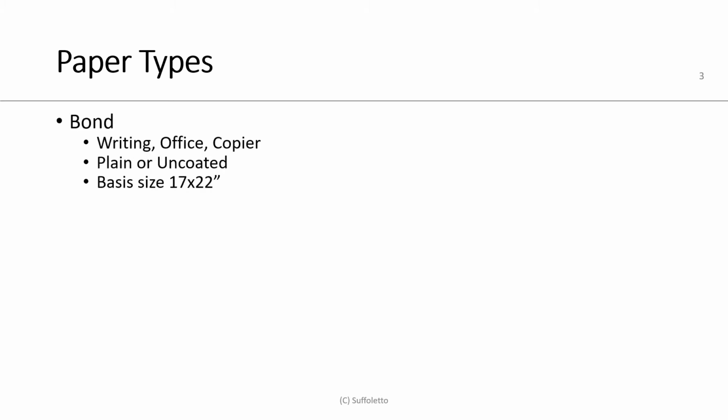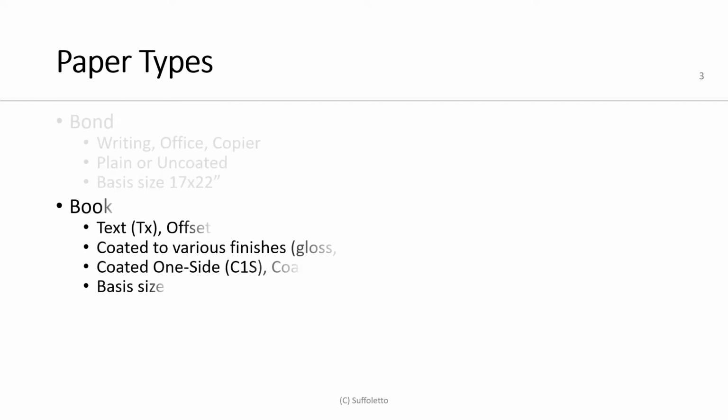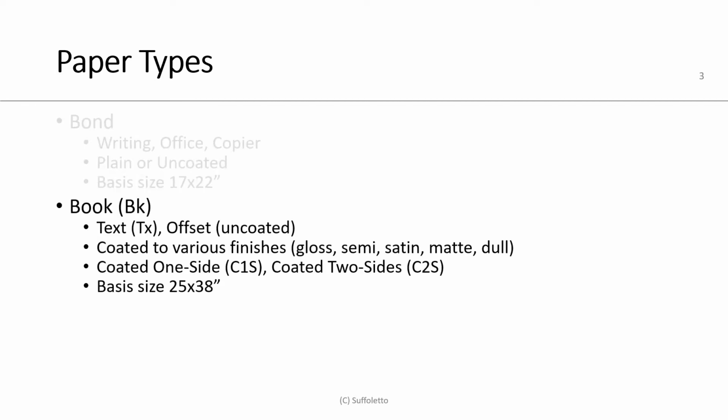Bond, which is often called writing, office, or copier paper, is almost always uncoated, so we call it plain, and the basis size is 17 by 22 inches. The next type of paper would be called book, and you can abbreviate that BK. It's also called text. You can abbreviate that TX, or it's called offset, which is uncoated paper.